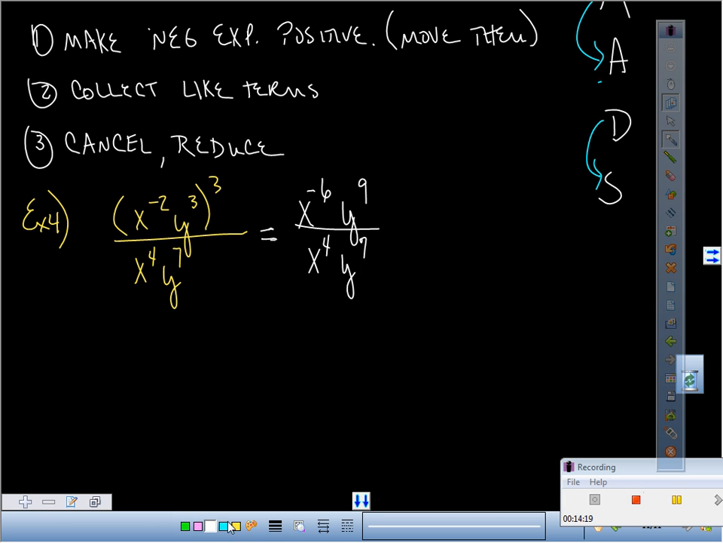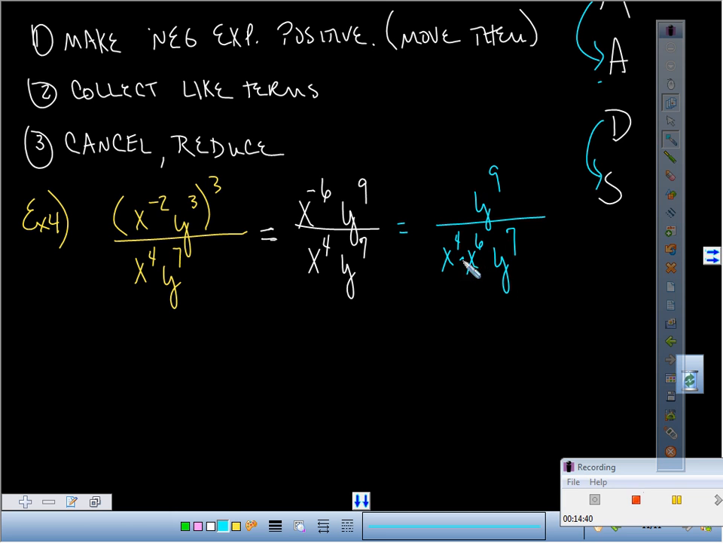Okay, now what am I going to do? Now I'm going to make those negative exponents positive. So this is the only thing that moves. He moves to the bottom. Multiplication is commutative, so it doesn't matter where you put him. Some kids will put him after the x to the 4th. Some kids will put it before. It doesn't make any difference.